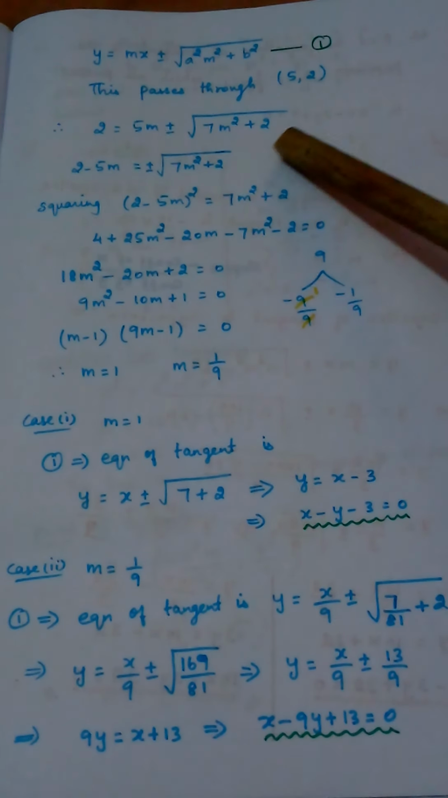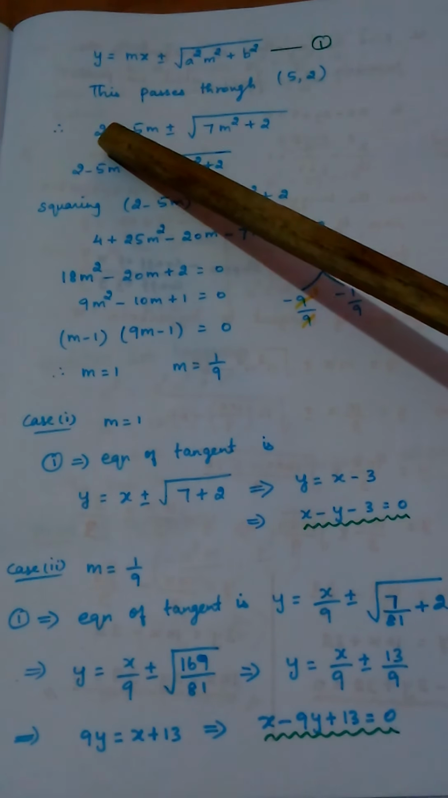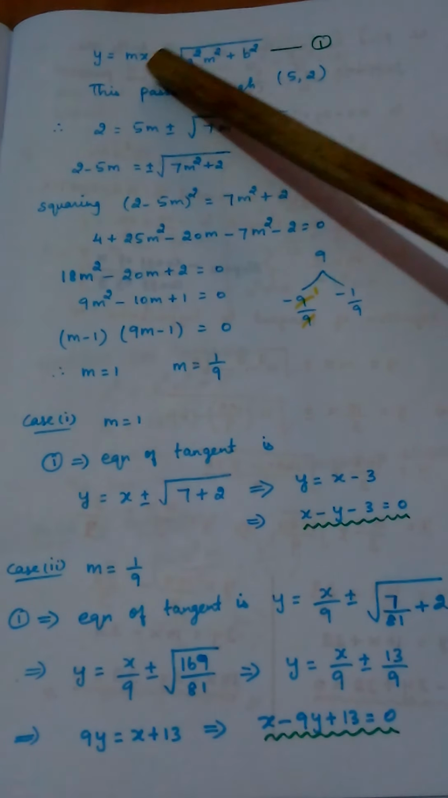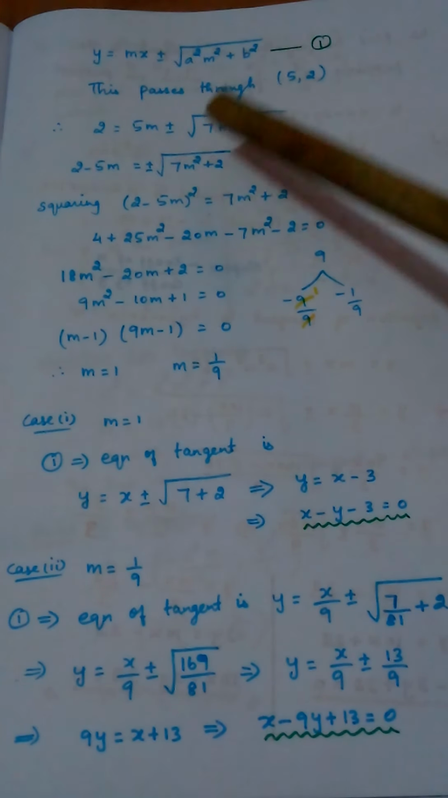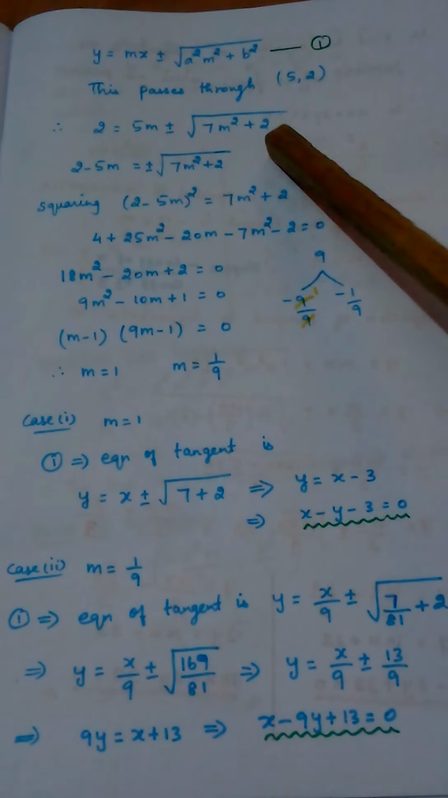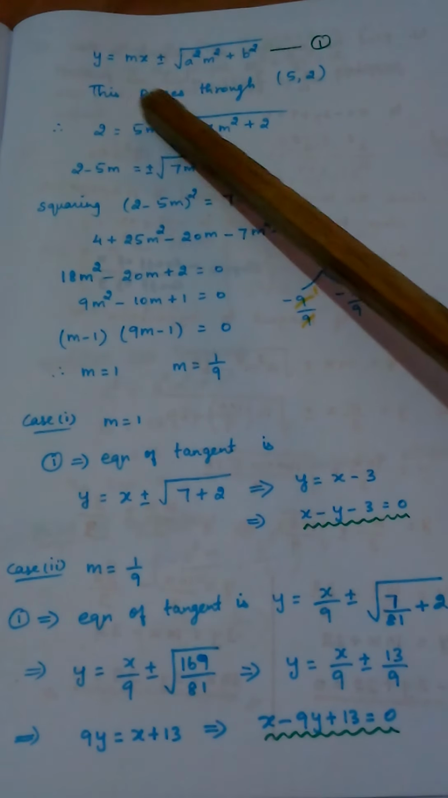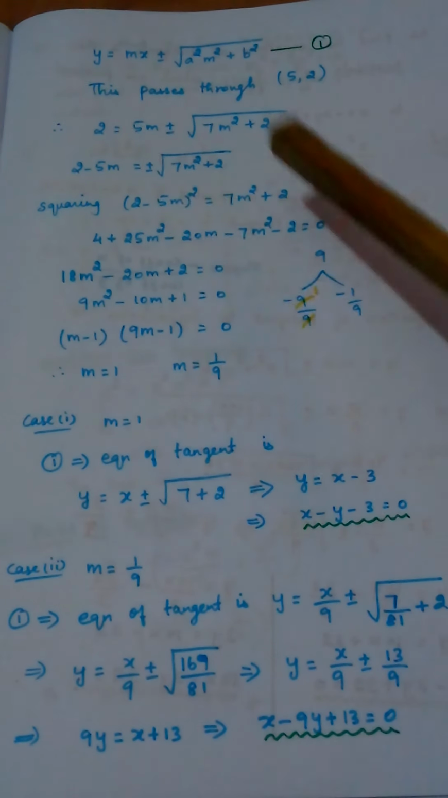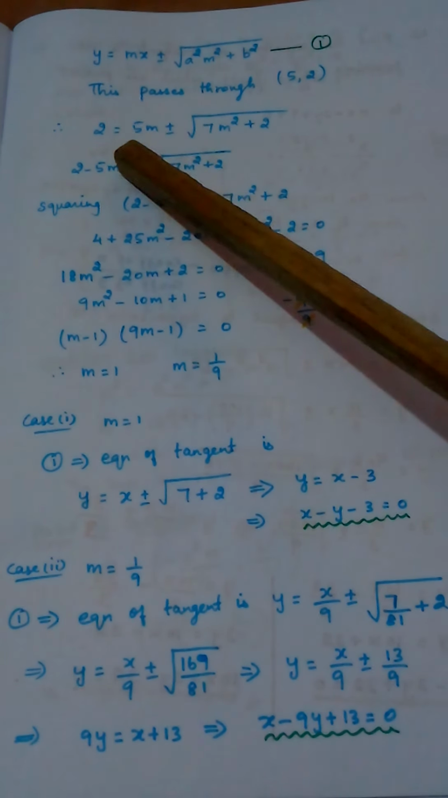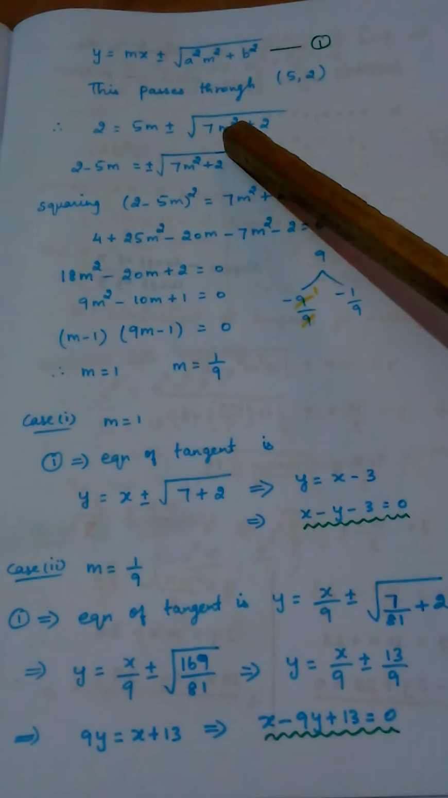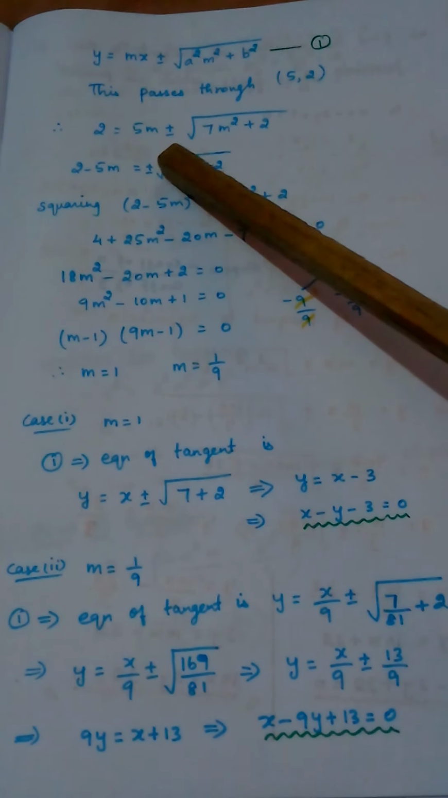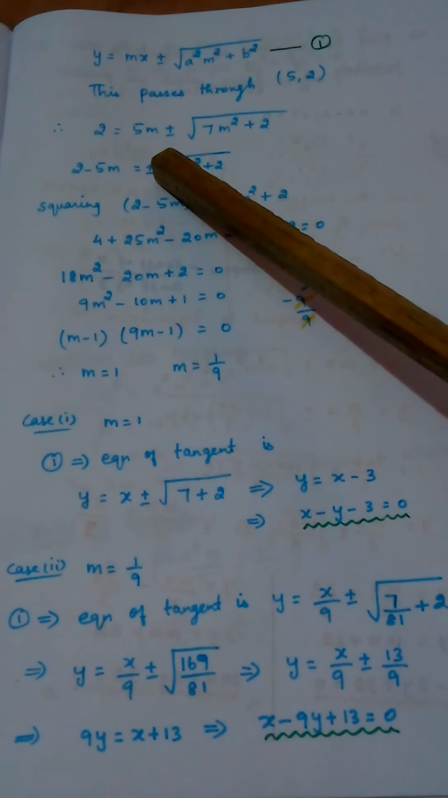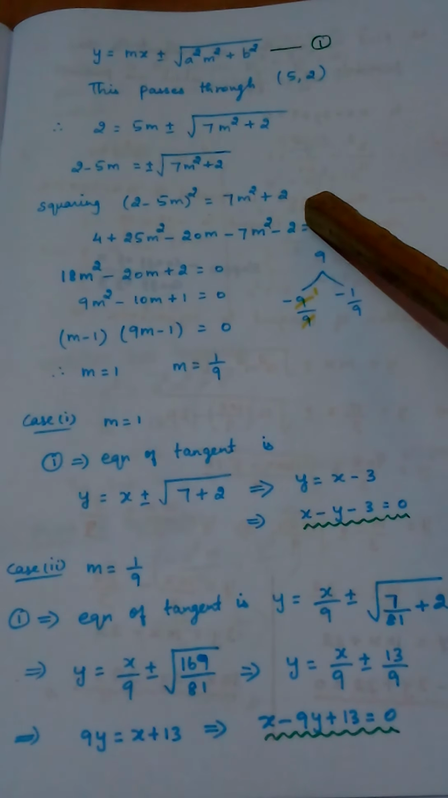How does this step come? In place of y we put 2, in place of x put 5. So 2 = 5m ± √(7m² + 2), since a² value is 7, as written in the previous line. a² is 7, b² is 2. In the next step, bring this 5m to the other side, becoming minus 5m. Then square both sides, so put a whole square here. Square and square root cancel, so 7m² + 2. I have omitted the plus or minus symbol because squaring makes it plus.